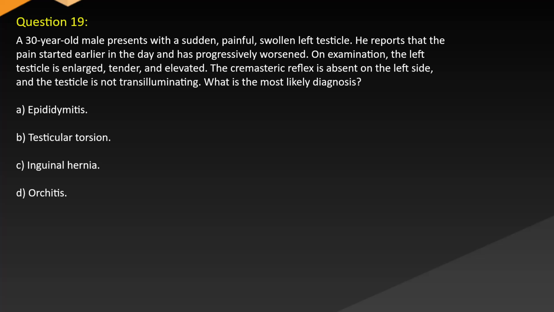A. Epididymitis. B. Testicular torsion. C. Inguinal hernia. D. Orchitis.